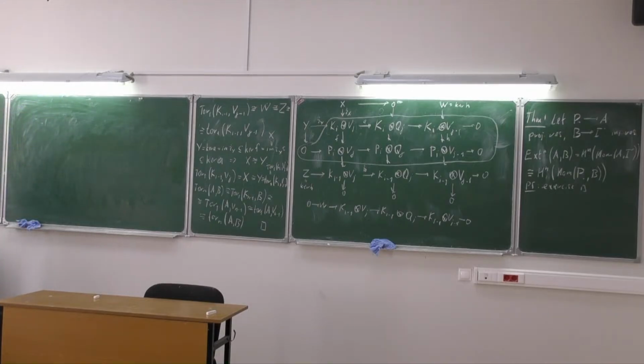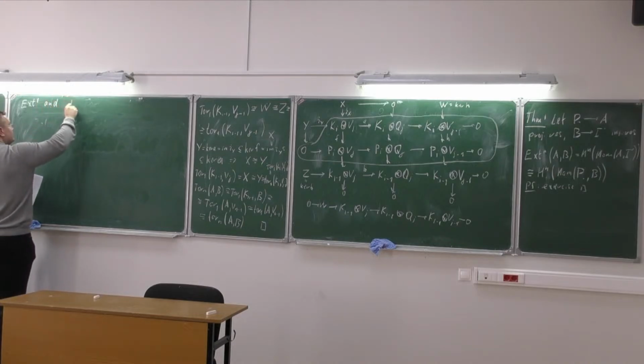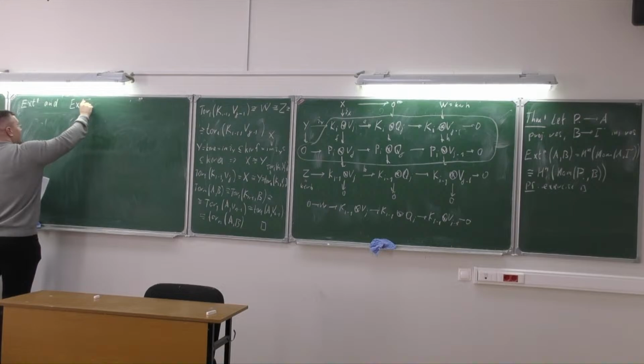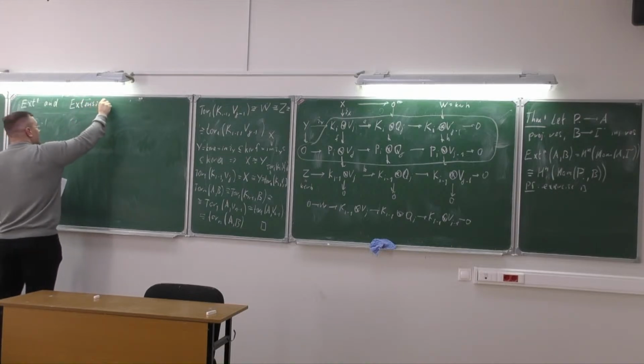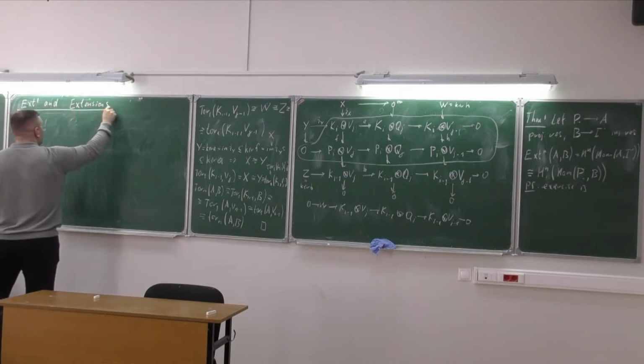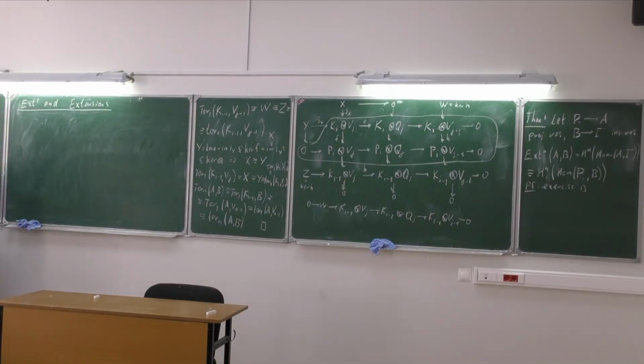Okay, so next thing I want to explain is the relation of the Ext1 and extensions. And this is, I think, historically the reason why we call this functor Ext. So Ext is just the beginning of the extensions. So first I need to define extensions. So, definition.